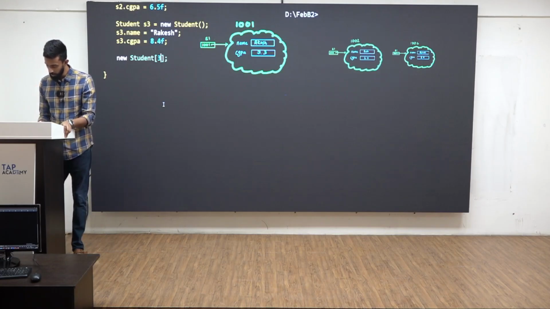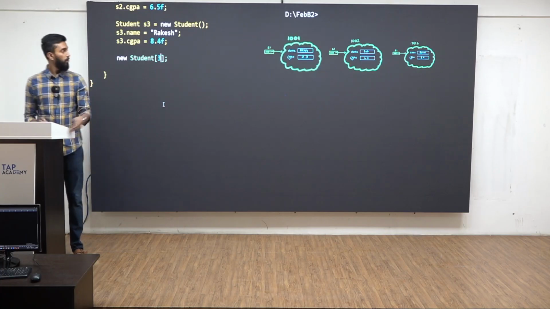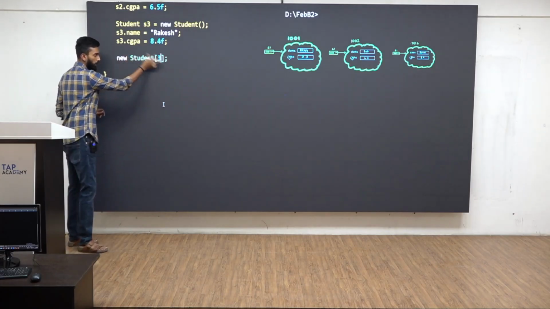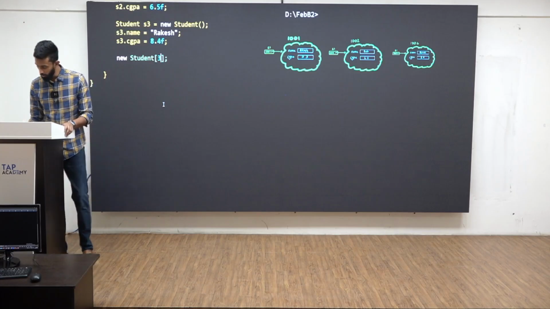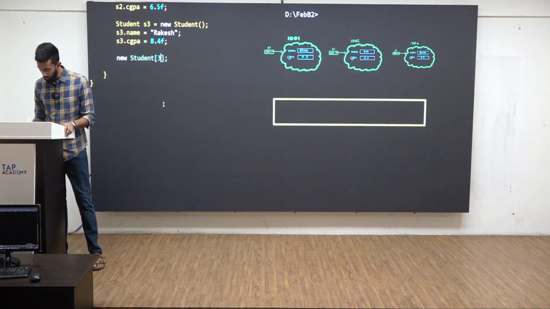So I have 3 student objects. Observe this. Now when you write new Student of 3, Java is going to create one brand new array for you, a new block of memory, which is also going to have an address. I am assuming the address to be 2000.